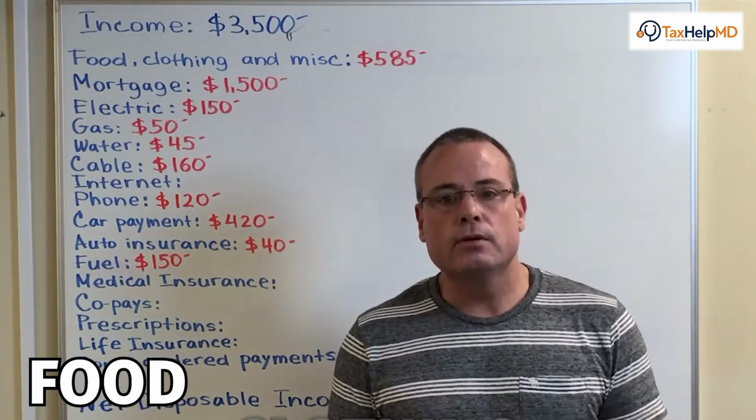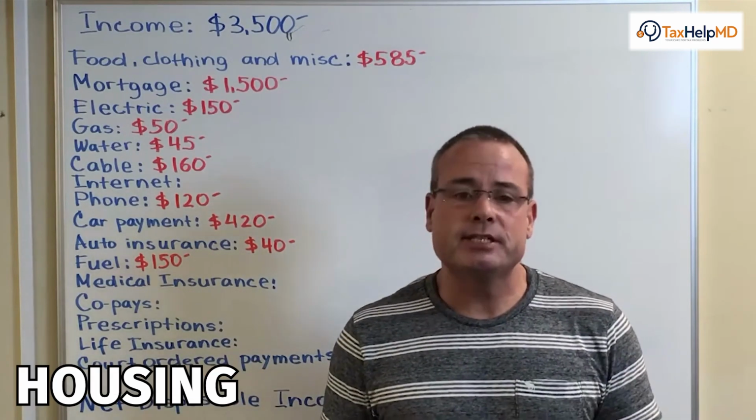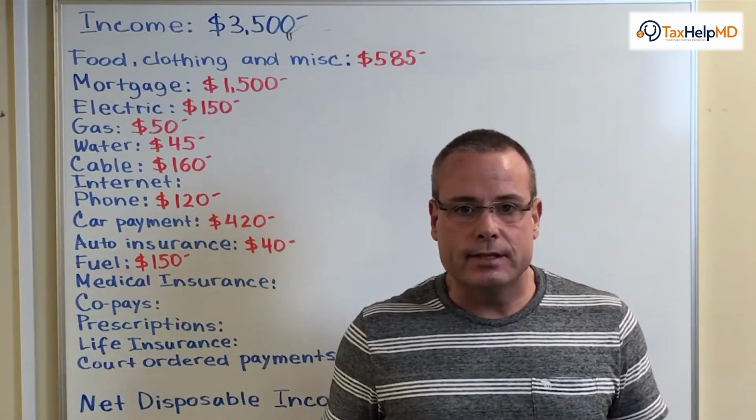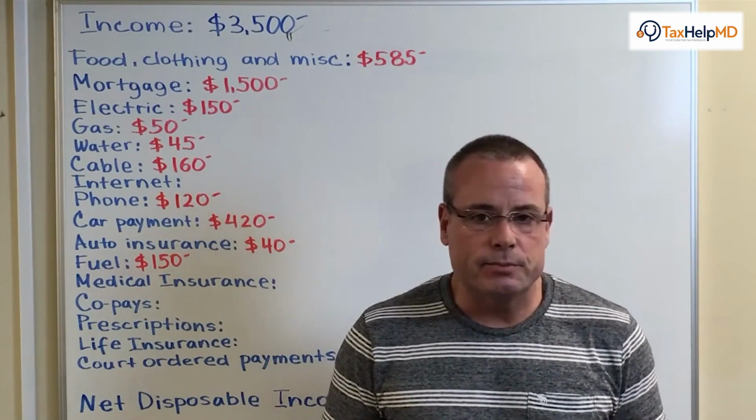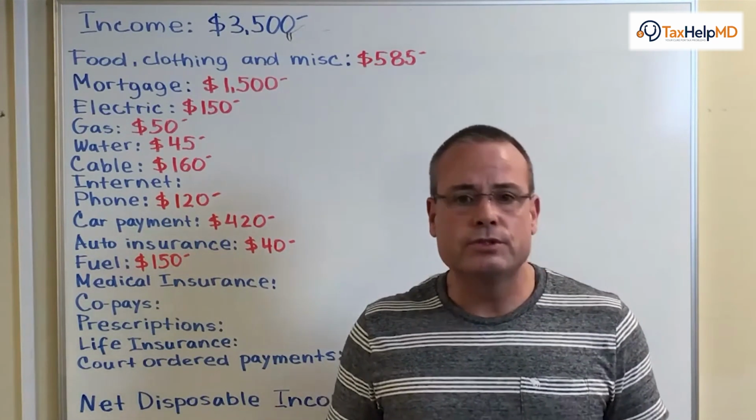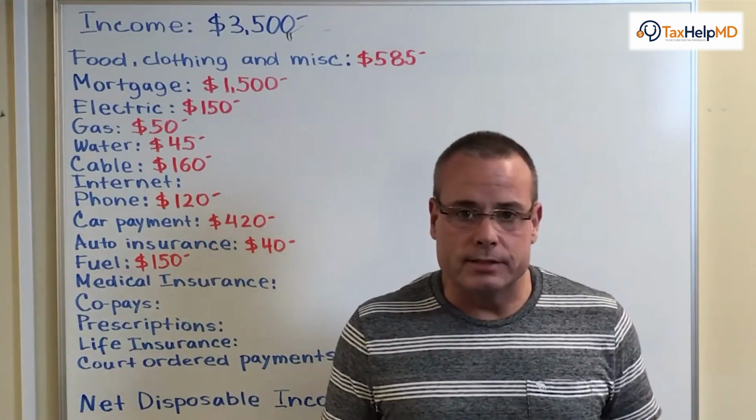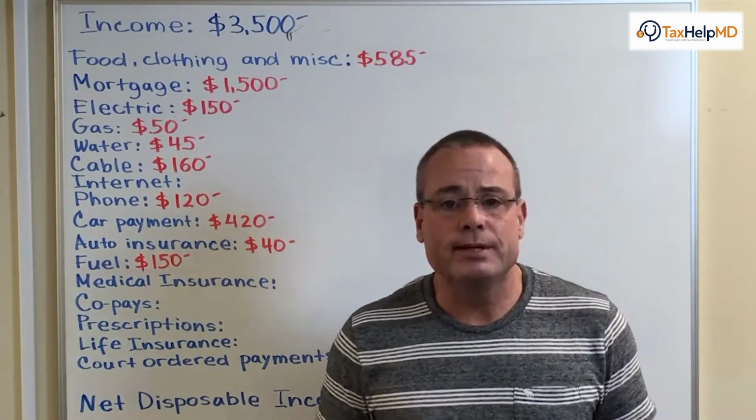Now that's food, clothing, miscellaneous, housing, transportation, and medical. Anything else they don't care about. So they don't care if you have children in private schools, you're paying student loans, or you have old medical bills. None of that matters. All that matters is what you need to live, breathe, eat, and work.